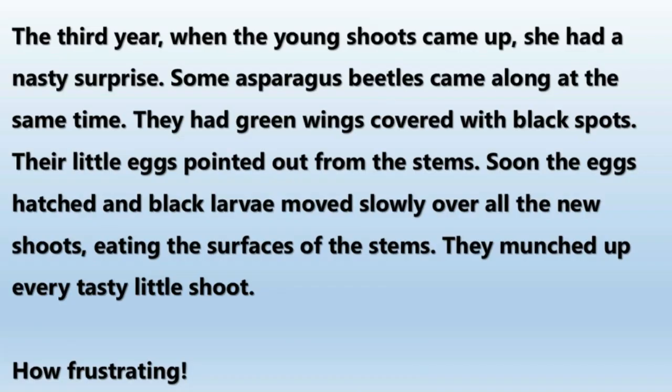The 3rd year, when the young shoots came up, she had a nasty surprise. Some asparagus beetles came along at the same time. They had green wings covered with black spots. Their little eggs pointed out from the stems. Soon the eggs hatched and black larvae moved slowly all over the new shoots, eating the surfaces of the stems. They munched up every tasty little shoot. How frustrating!